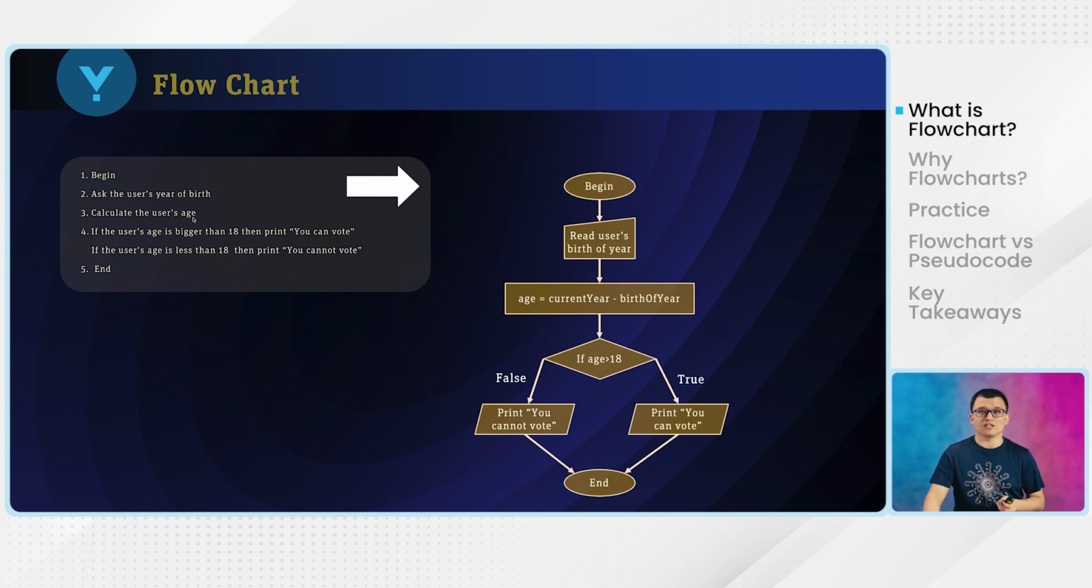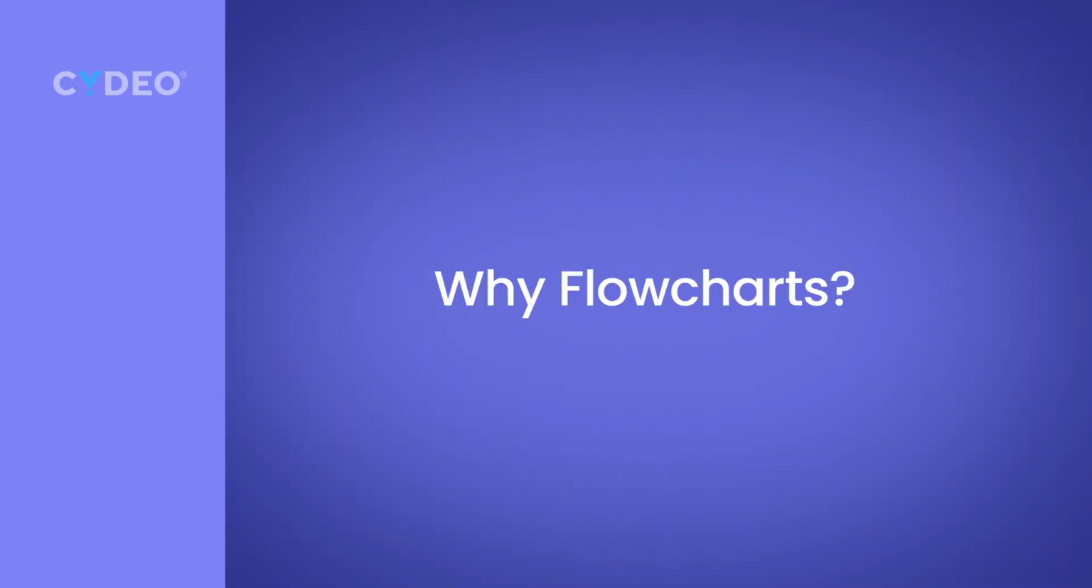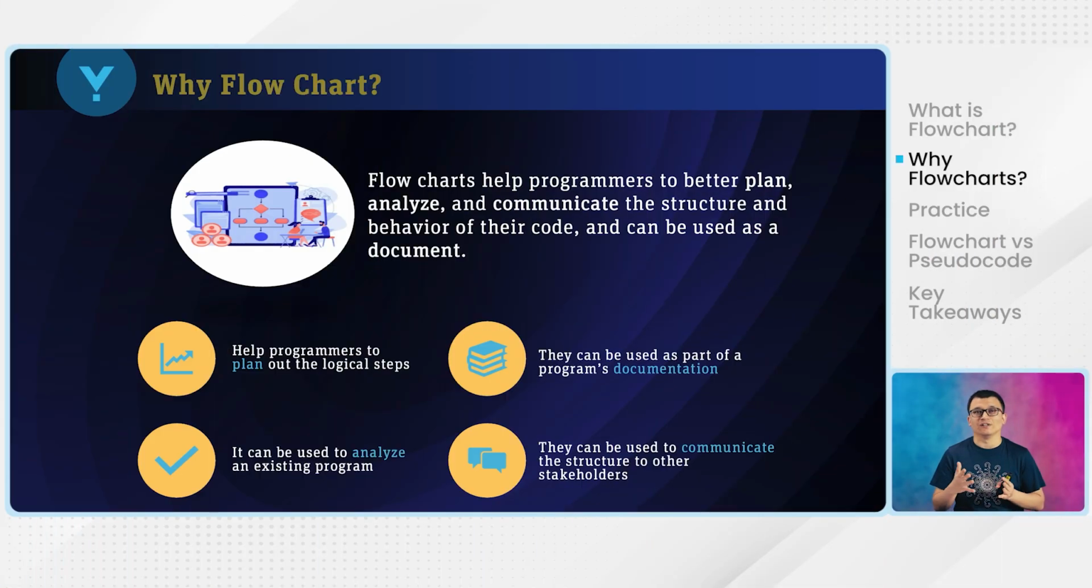See, pseudocode is the textual description of the algorithm steps. And the flowchart is the visual representation of the pseudocode structure. Okay. And why should we use those different shapes in the flowcharts? Why should we go with the flowchart? What benefits is the flowchart going to give us? So the flowcharts help a programmer to better plan and analyze the structure and behavior of their code. That's the main benefit of the flowchart.